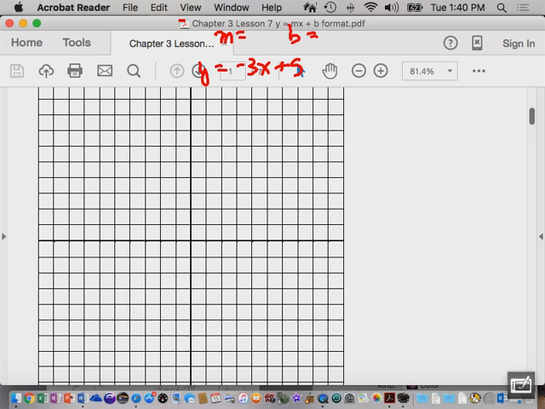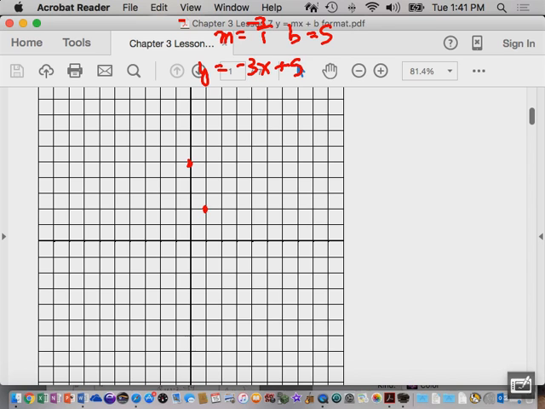Come on, guys, what's the slope there? Negative 3. That negative is very important because it means you're going to go down. What's the y-intercept? 5. So I begin at 5: 1, 2, 3, 4, 5. And then I go down 3, over 1.